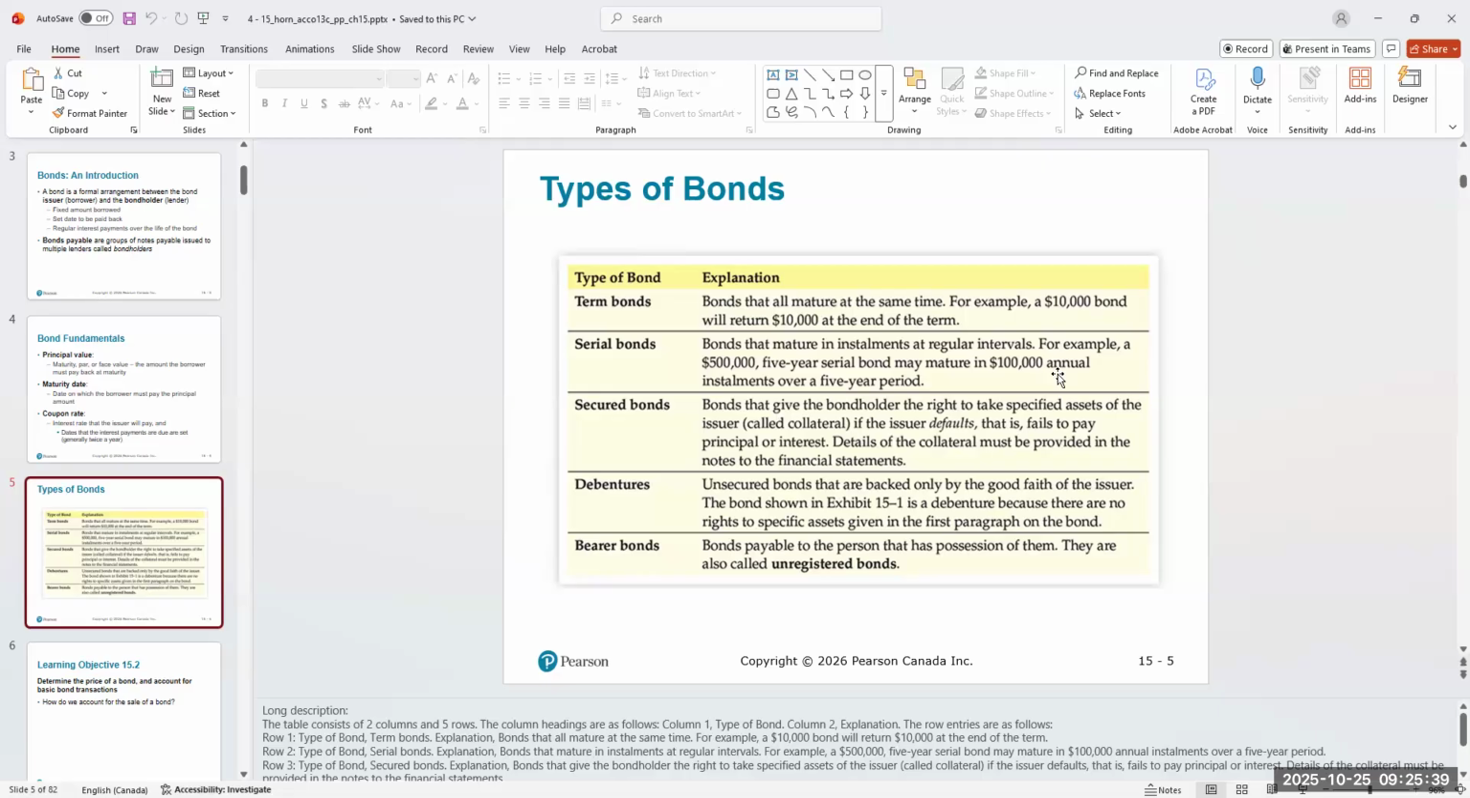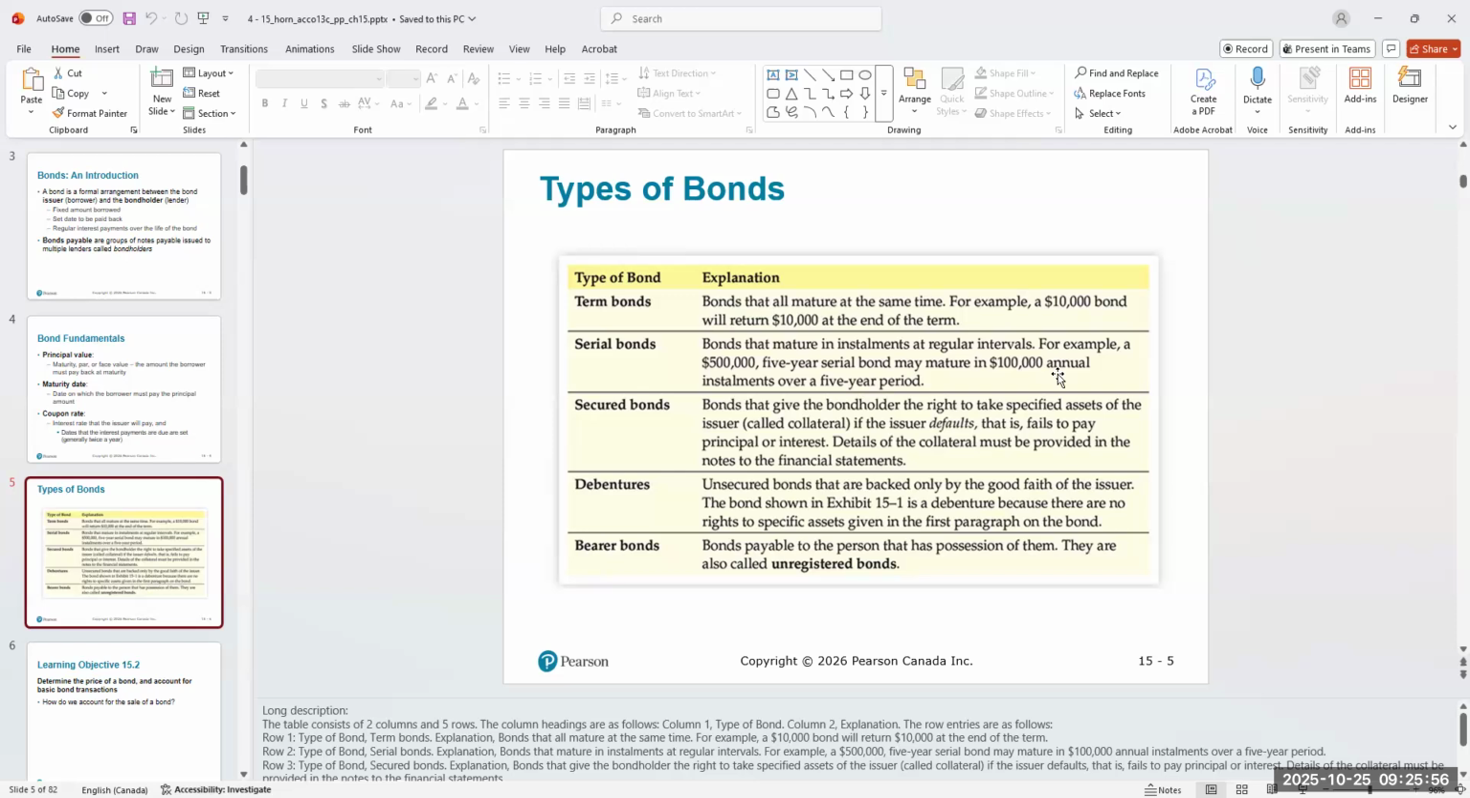The other type of bonds is debentures, which are unsecured bonds, which are only backed by the good faith of the issuer. Compared to secured bonds, debentures are riskier.